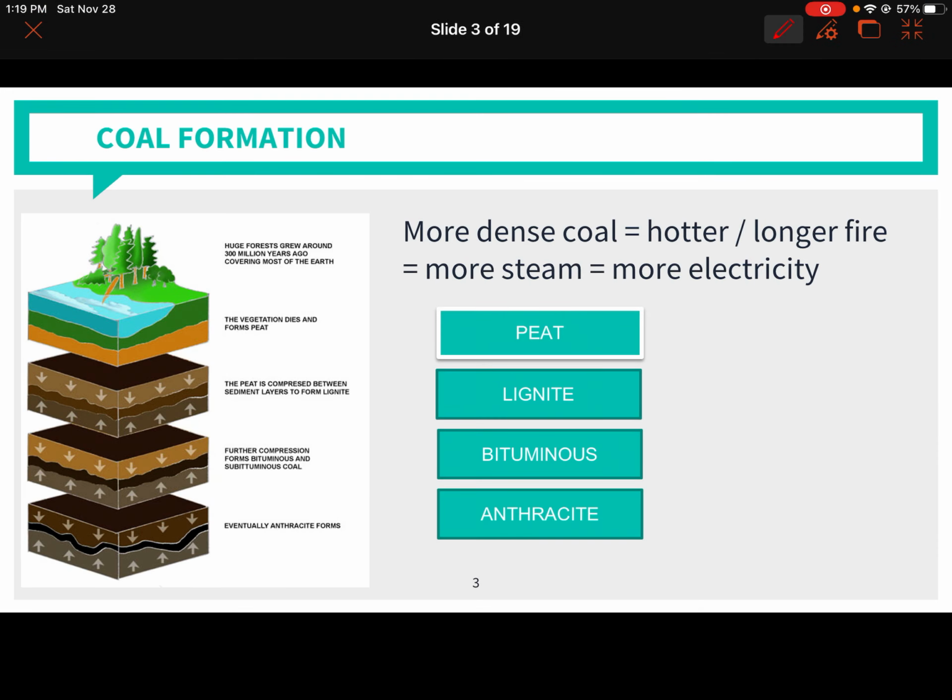Now, coal is created from forests which grew around 300 million years ago. As those forests, the vegetation there, died, they were buried, and over time, with increasing heat and pressure, we got different levels of coal. So we start with peat. Peat is our lowest level of coal formation.